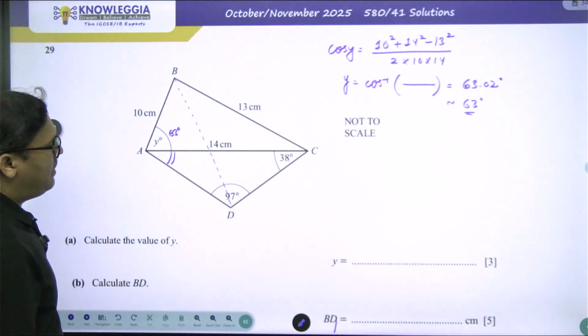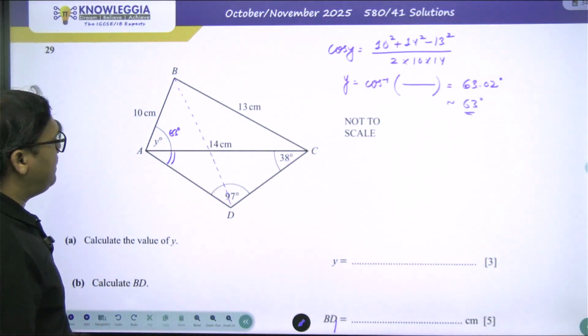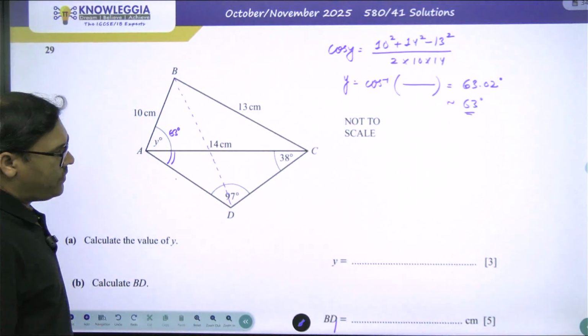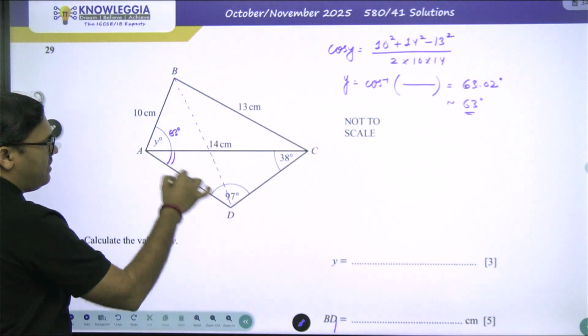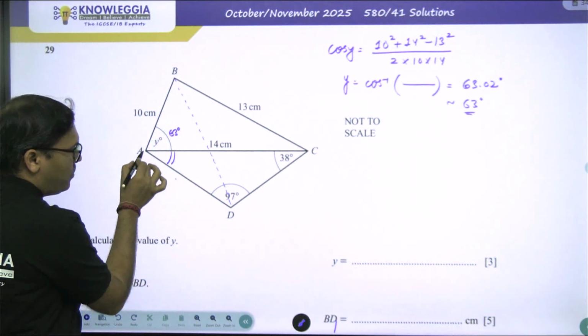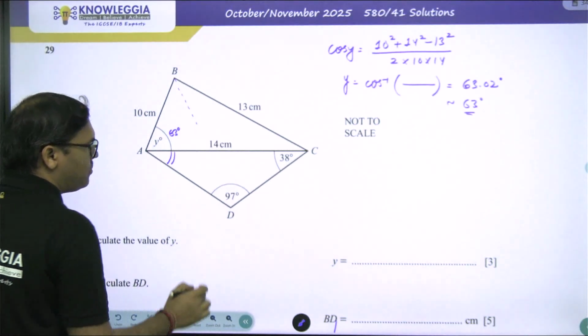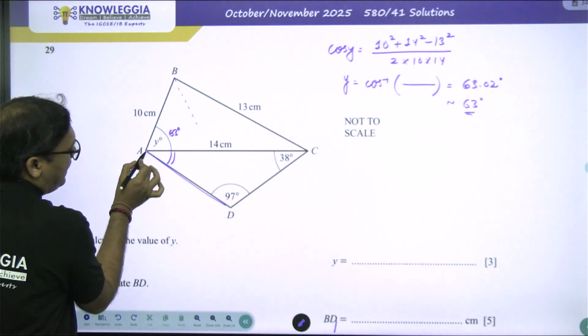But we don't know, we have to find side BD. For this, I need to find this thing. So now how will you find this side AD? Because in this triangle, you will be knowing all the sides, but we don't know this side. So let's do one thing. I can easily find side AD. How will you find side AD?